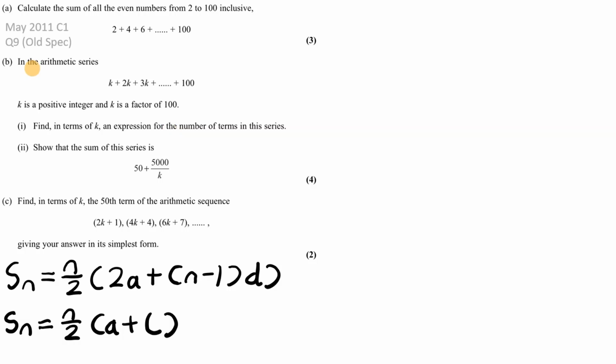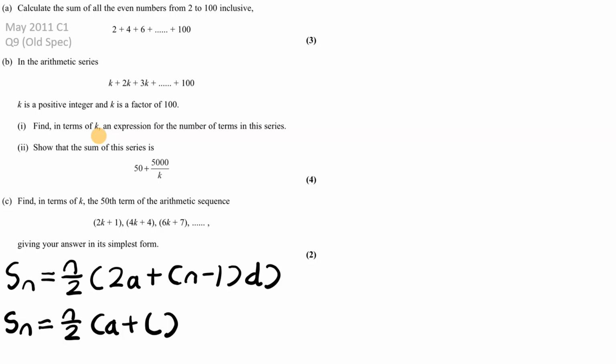Okay, so for part B, we're told in the arithmetic series k plus 2k plus 3k all the way up to 100, k is a positive integer and k is a factor of 100. And for the first part, we need to find in terms of k an expression for the number of terms in this series. So what this question is asking us is we need to find the total number of terms in this series, and it's going to be an algebraic expression in terms of k.